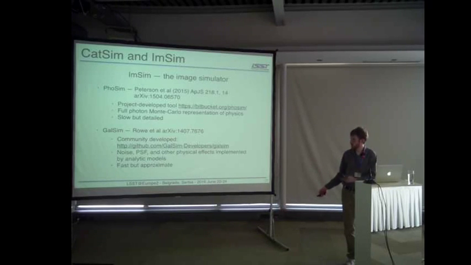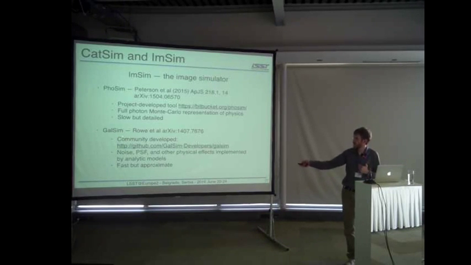It takes all of its noise and PSF inputs as models. So you tell it, okay, I want a double Gaussian PSF with these widths, or I expect this many counts per pixel from the sky, and it just plops that down onto the image. So what you put in is what you get out. You don't discover anything new about the PSF from GalSim.